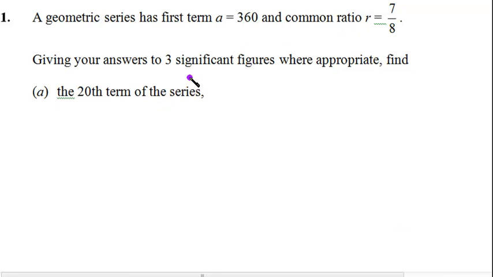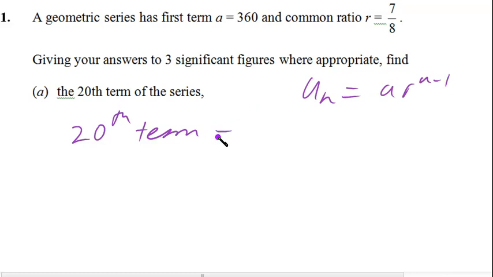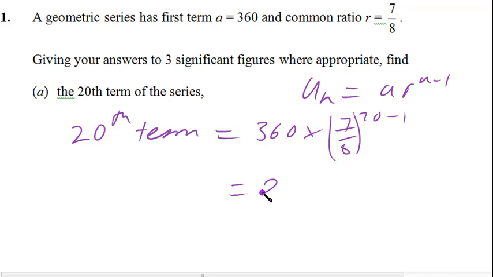We're going to find the 20th term of this series where a is 360 and r is 7/8. So if we want the 20th term, we're going to use the formula where un equals ar to the n minus 1. So it's 360 times r, 7/8, to the power of 20 minus 1, which is 19. And you put that in your calculator and you should get 28.5 to 3 significant figures.